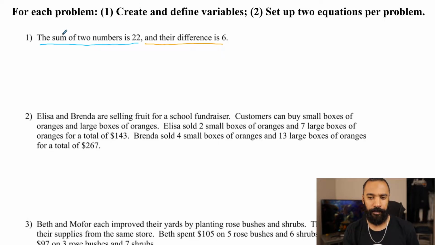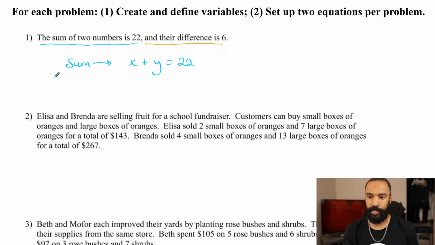So the first one, the sum of 2 numbers, sum is a result of adding 2 numbers together. So if I take the sum equation, it'll be made by adding my unknown x value with my unknown y value, and my result is 22. That's really what that equation is breaking down and saying right there.